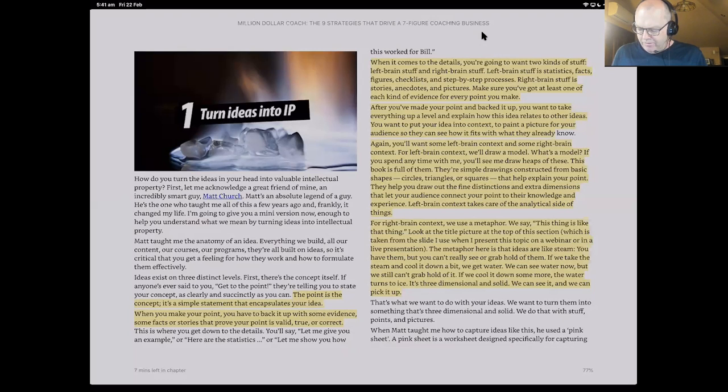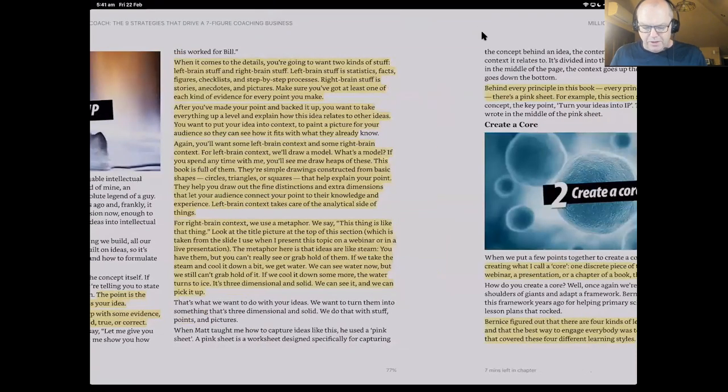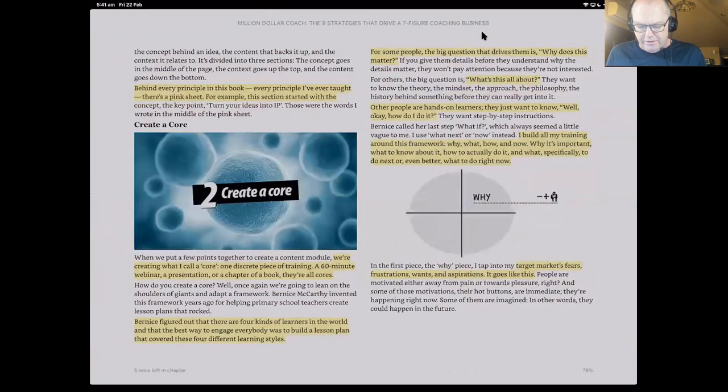A pink sheet is a worksheet designed specifically for capturing the concept of an idea, the content that backs it up, and the context it relates to. It's divided into three sections. Concept goes in the middle of the page, context goes up the top, content goes down the bottom. Behind every principle in this book, every principle I've ever taught, there's a pink sheet. For example, the section started with the concept, the key point, turn your ideas into IP. Those were the words I wrote in the middle of the pink sheet.